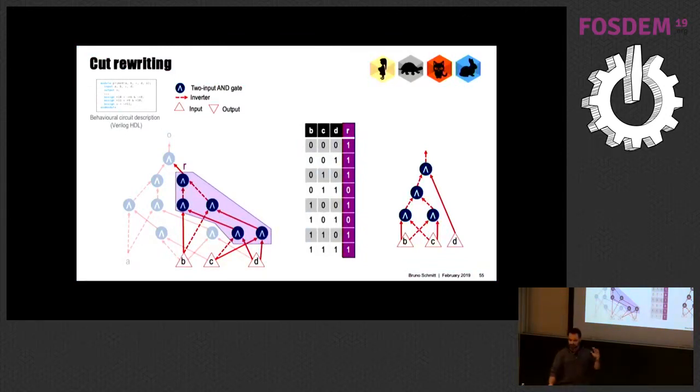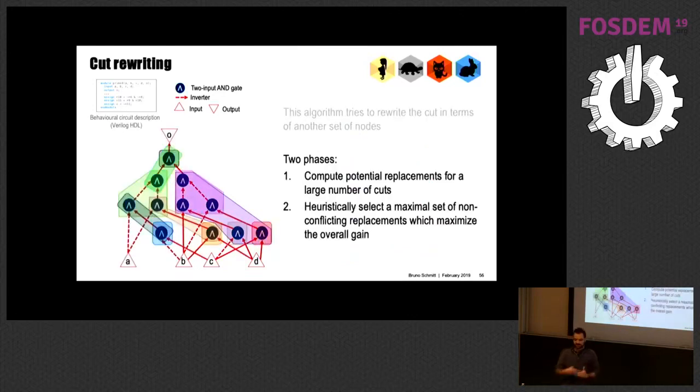So the algorithm of cut rewriting will basically compute potential replacements like this for all cuts, and then heuristically select a maximum set of cuts that are non-conflicting between them, and maximize some of the overall gain that we're trying to get. So basically, in this example, what I'm trying to do is minimize the number of LUTs that I will be using.